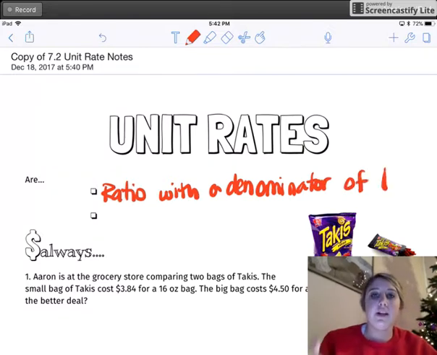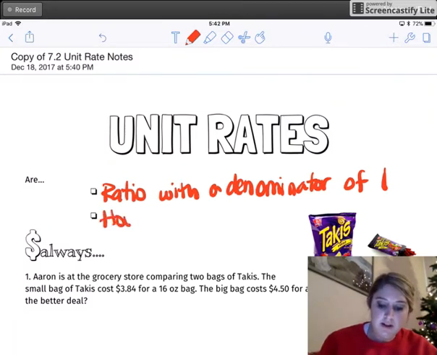Make sure that you are taking notes with me. If I write faster than you, you can always pause the video, slow down, and write this with me. So a unit rate is always a ratio that has a denominator of 1. And a lot of times we're talking about how much per 1 unit.